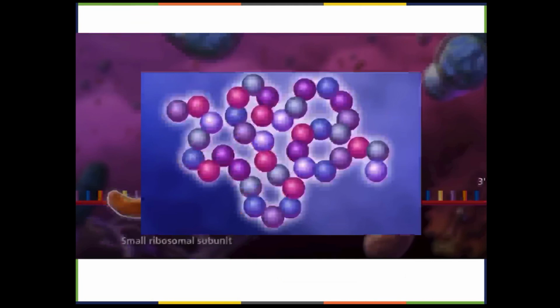So you can see that this polypeptide is a string of different amino acids, and we now know how those different individual amino acids were assembled. They were put together by transfer RNA, which was directed by the ribosome.